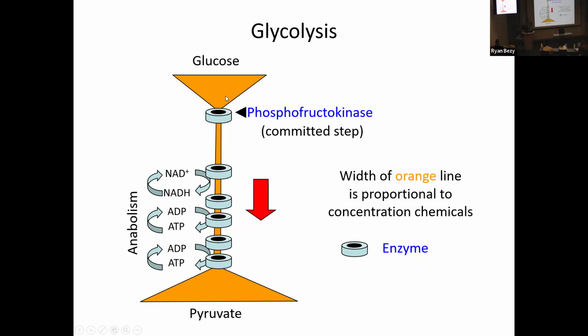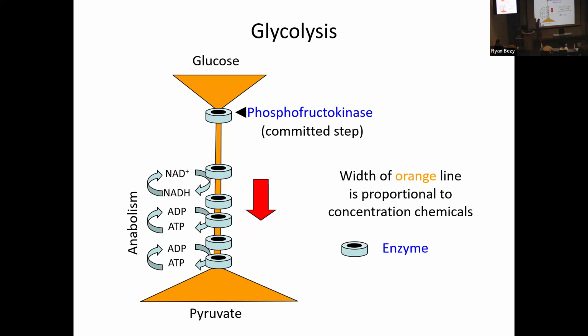The width of my orange line is going to be the amount of a particular chemical inside the cell. Typically in the cell, there's lots of glucose. The wider my line, the more there is of that particular chemical. So here, I have a pretty wide line. There's usually lots of glucose in the cell. There's usually lots of pyruvate in the cell, one of the end products of glycolysis.